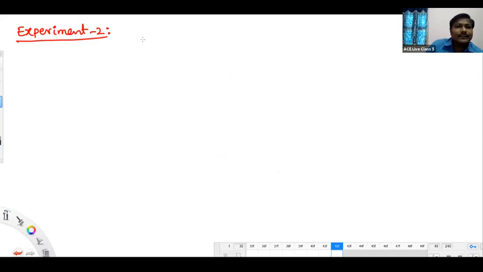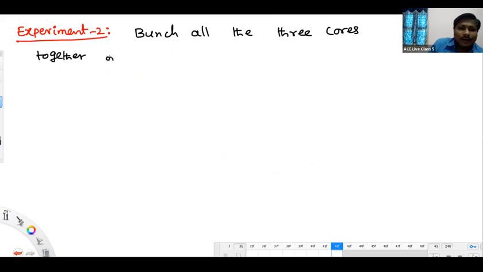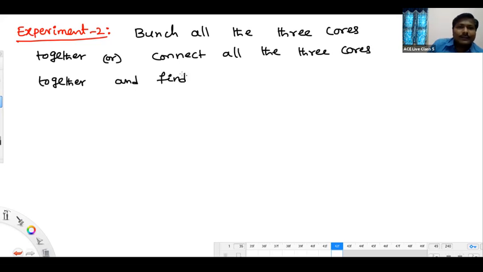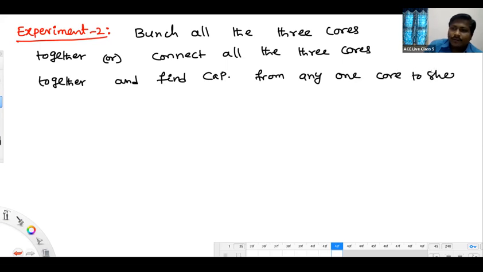In this experiment, bunch all the 3 cores together, or connect all the 3 cores together, and find the capacitance from any one of the cores to the sheet.